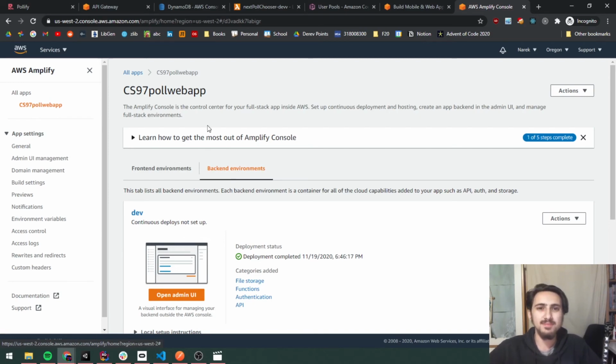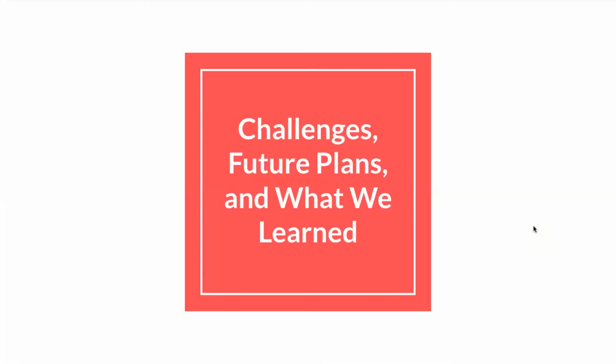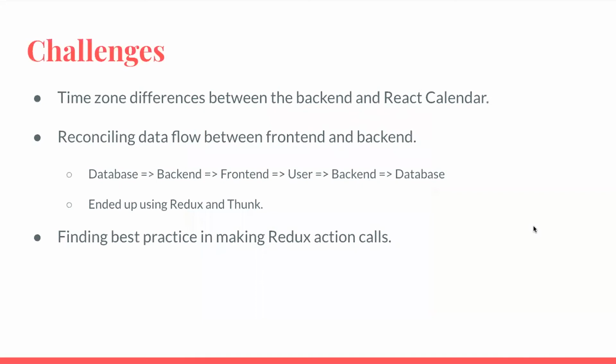Thank you, guys. Hey guys, I'm Hannah, and I'm going to talk about challenges we ran into, our future plans, and what we learned. Some of the challenges we ran into were that we had time zone differences between the backend and the React Calendar component. React Calendar actually returns the selected date in Pacific time, but our backend expected UTC time, so we had to do some manual conversions to solve this, which wasn't ideal.